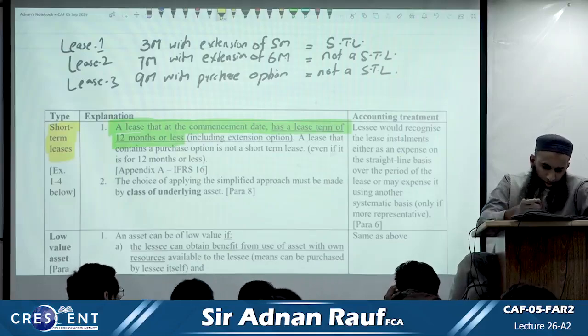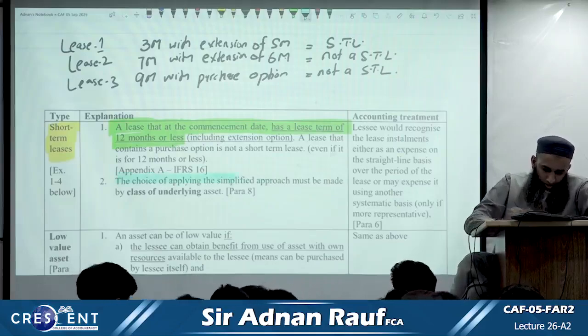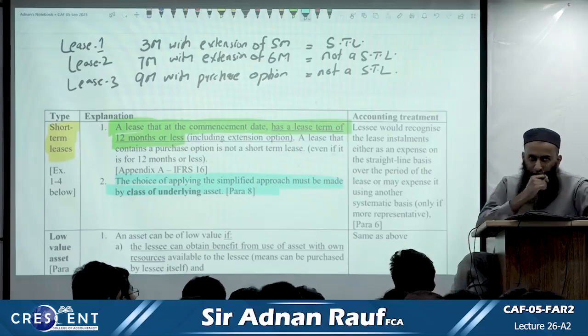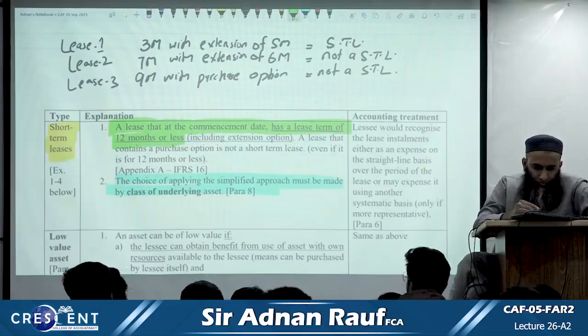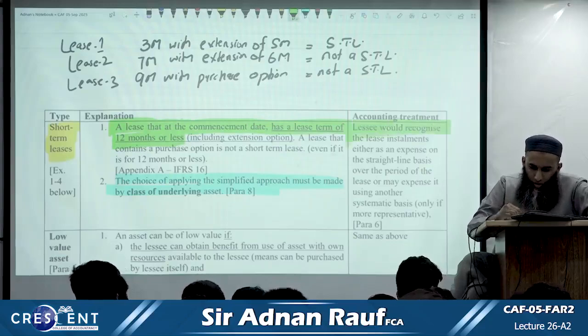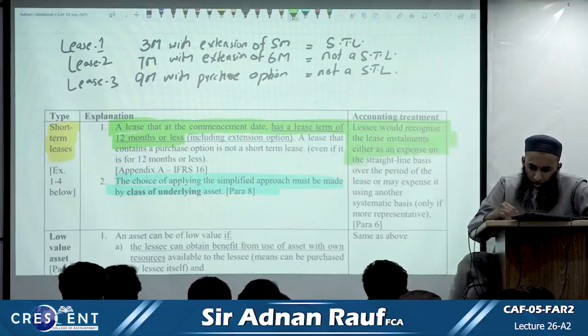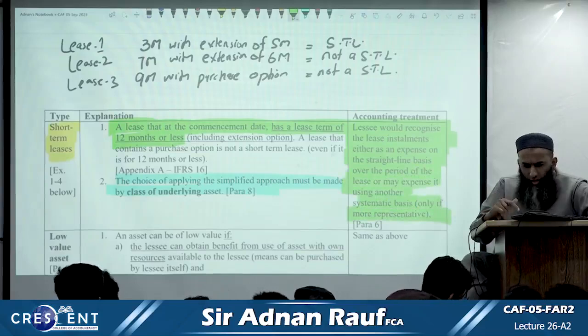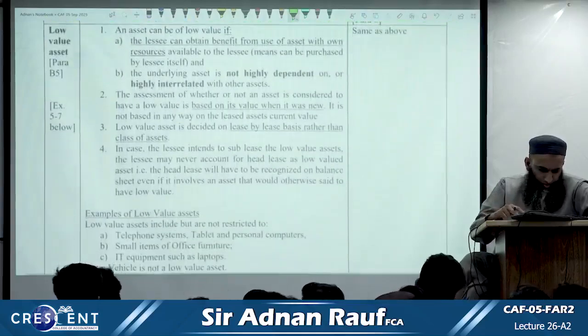A choice of adopting the simple approach must be made by the class of underlying asset. Lessee would record the lease installments either as an expense on a straight-line basis over the period of lease or as an expense using another systematic basis if that is better. Generally, straight line is the norm.